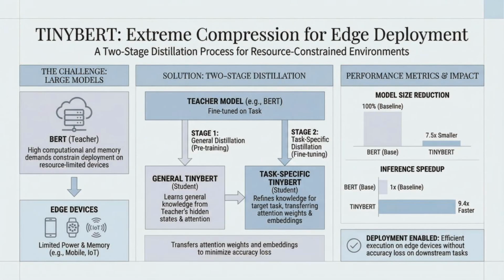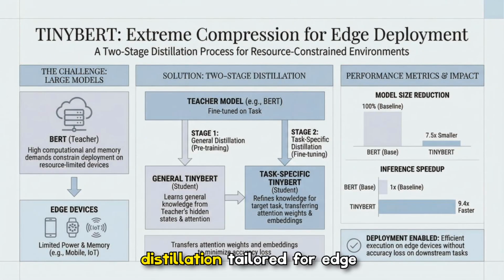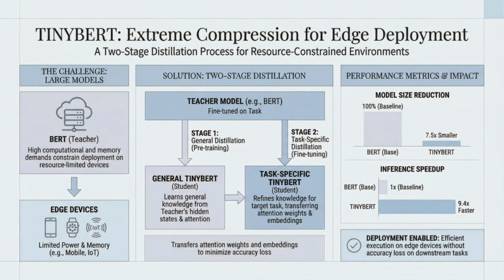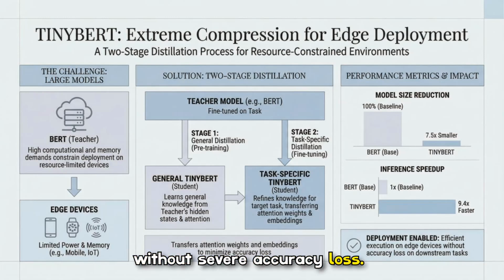TinyBERT takes compression further, with a two-stage distillation tailored for edge deployment, first learning general representations and then refining task-specific knowledge. The flowchart shows transfer of attention weights and embeddings to a tiny student model, achieving dramatic size reduction and large inference speedups, which enables efficient on-device NLP for mobile and IoT scenarios without severe accuracy loss.